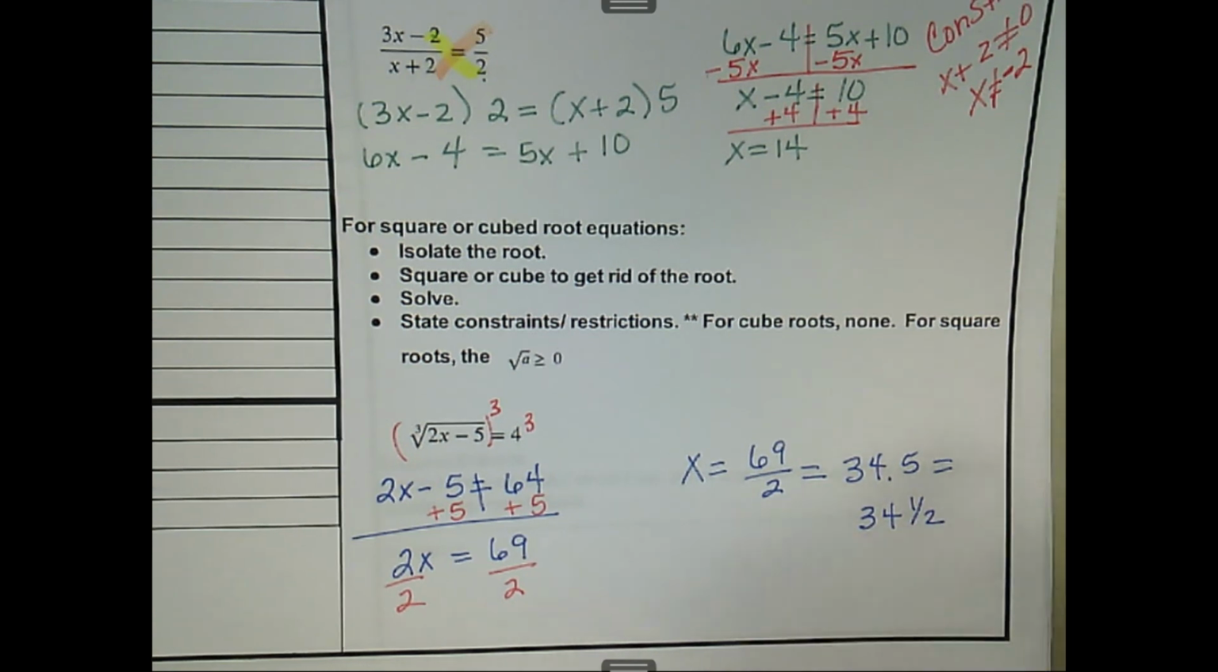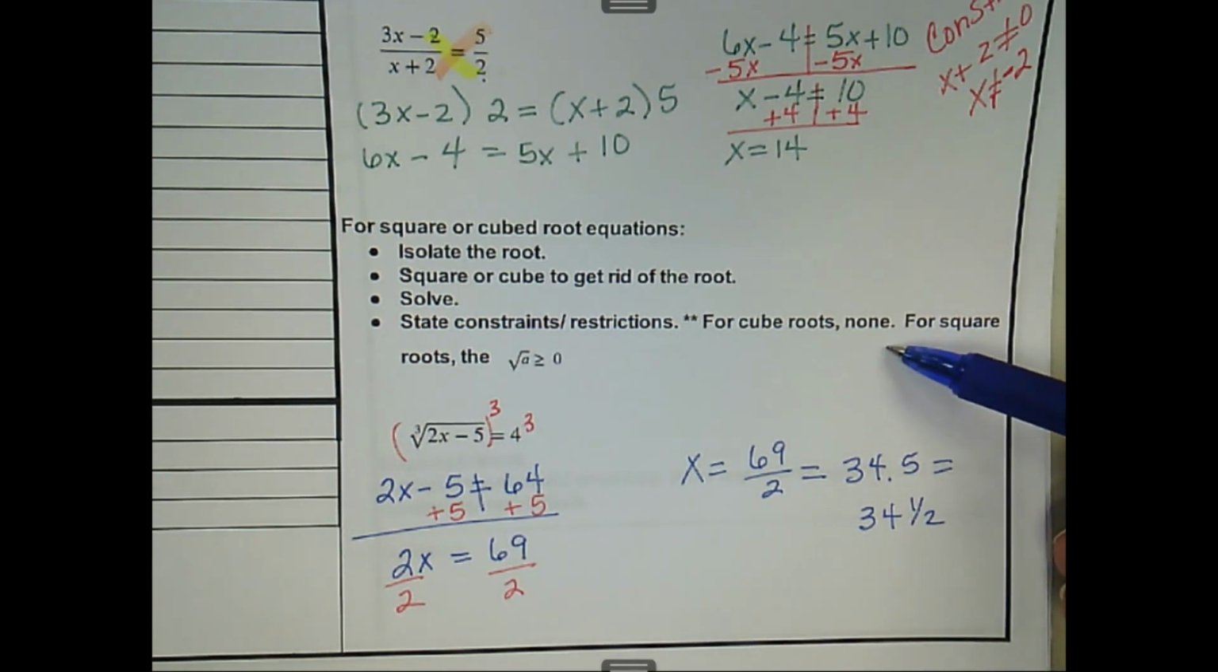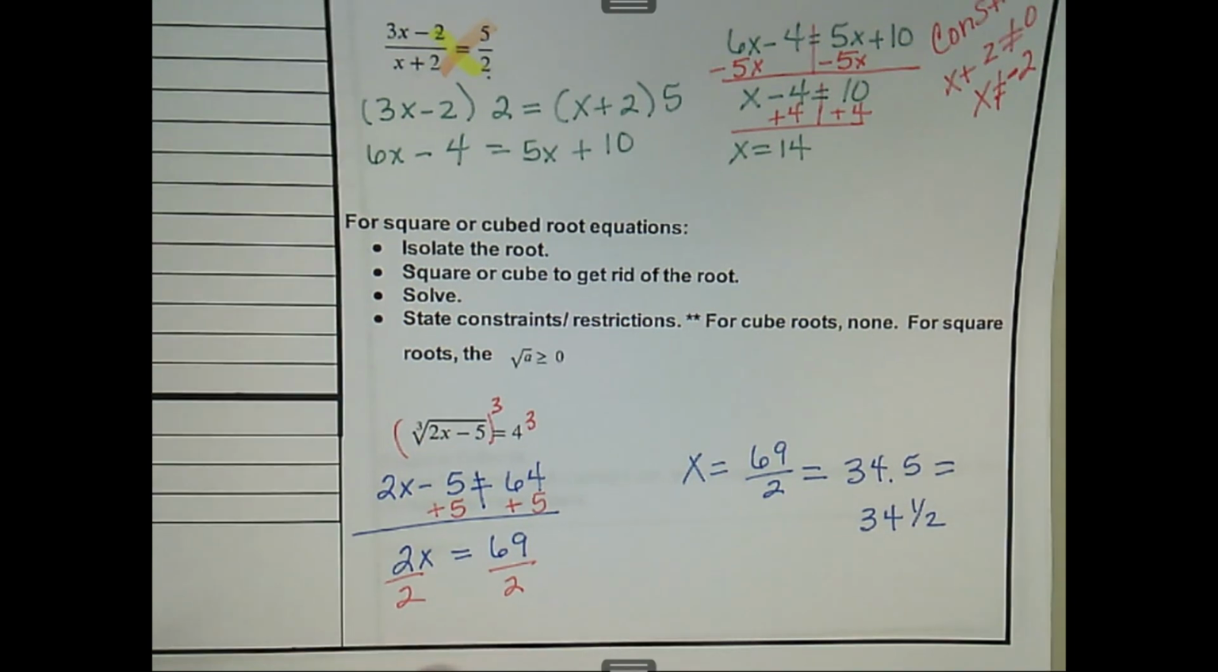Restrictions? For cube roots, there's none. So if we wanted to, we could state no restrictions, but we don't have to. Okay, let's look at the next one. The square root of 3x minus 1 is equal to negative 8. How do we get started? If you said square both sides, you are wrong. This is a negative. There is no solution.